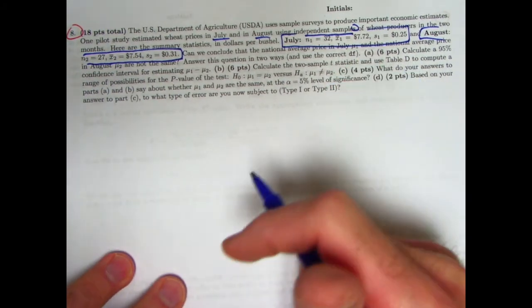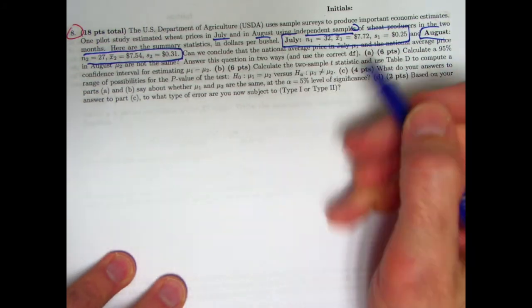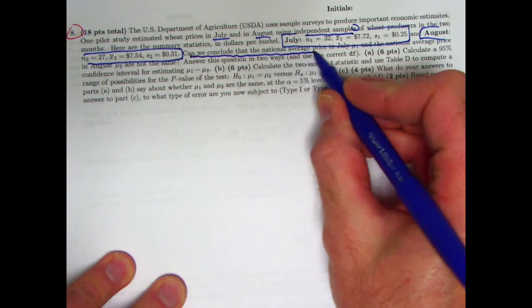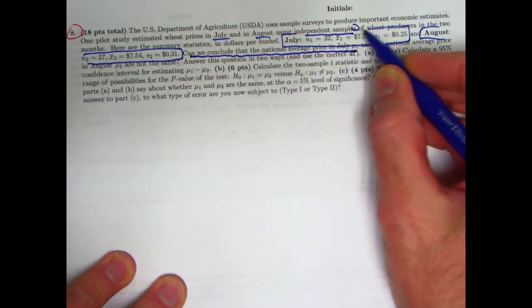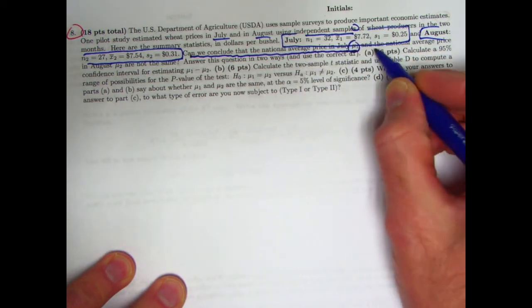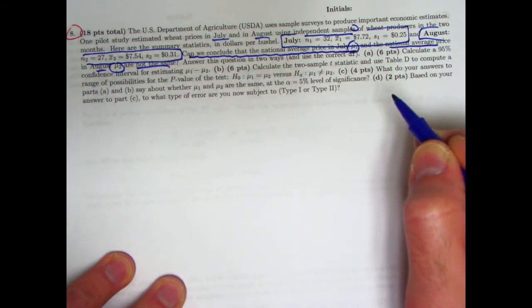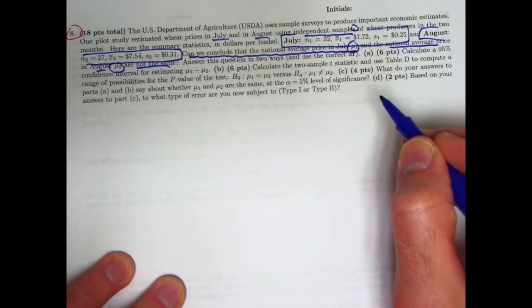In the book I use, it's a chapter 7 problem. The question asked here: can we conclude that the national average price in July, mu1 (sorry, I kind of wrote over that), and the national average price in August, mu2, are not the same? So evidently we're going to do a hypothesis test.